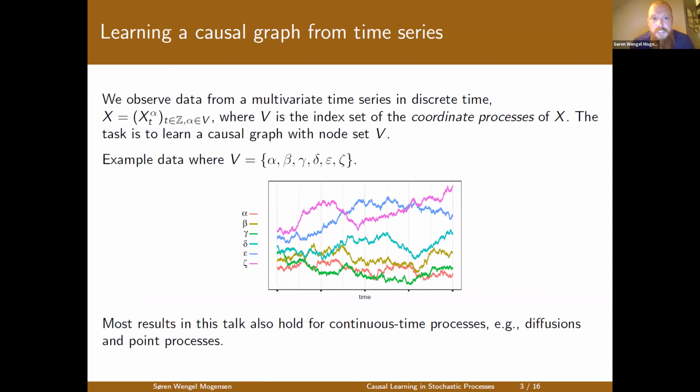So say we have data from a multivariate time series. So this is a stochastic process in discrete time. And I have this notation x alpha t. So t is the time index, it's an integer. And alpha is in a finite set V, which is just the index set of the coordinate processes. So I have some example data here where I have 6 coordinate processes, and I have observation over time. But as I said, I'm thinking about this as being in discrete time, but it could also be in continuous time.